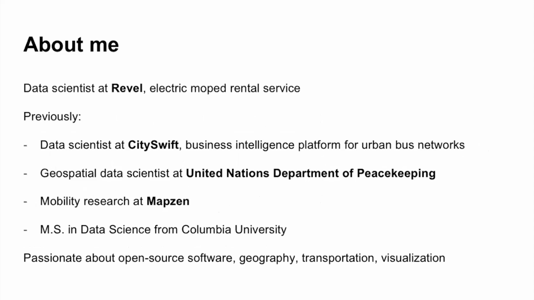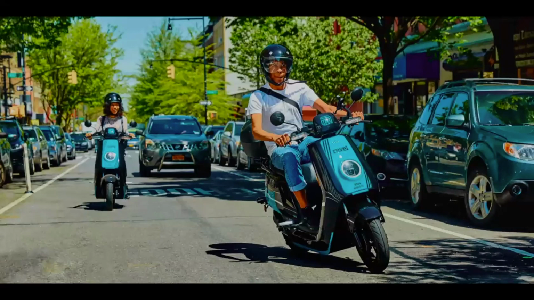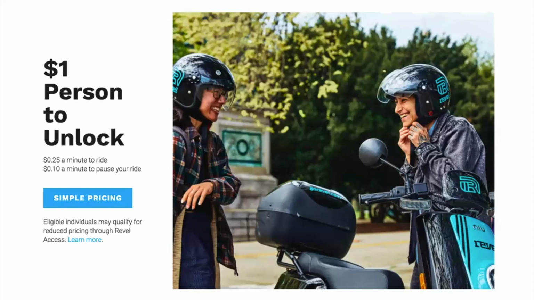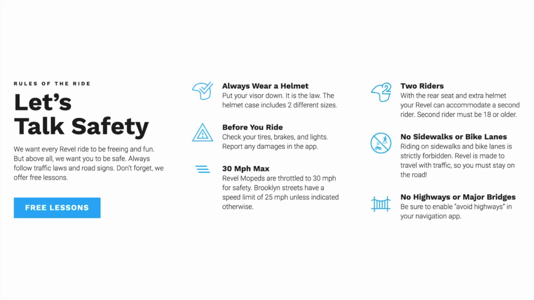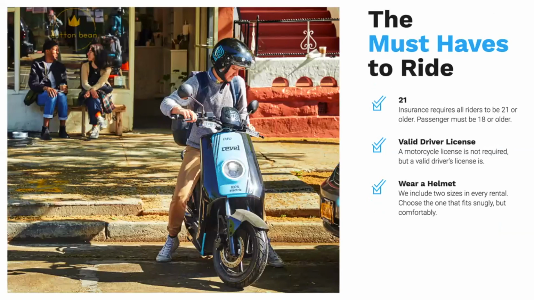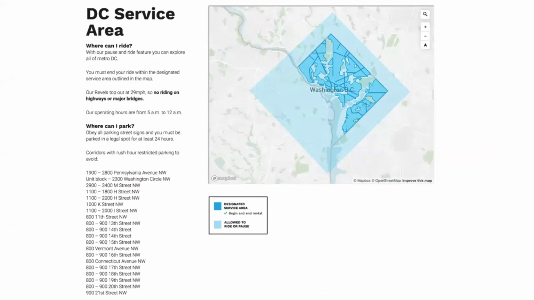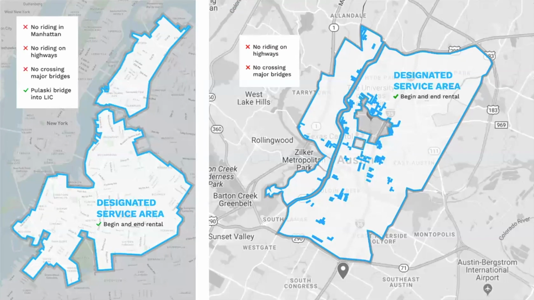As Michael mentioned, I'm a data scientist at Revel. We're an electric moped sharing company. I won't give you a long pitch, but we have a very simple pricing scheme. We take safety very seriously. Everyone must be 21 years or older, have a valid driver's license, and wear a helmet, of which we provide 2. And as Michael mentioned, we're in DC, Brooklyn, Queens, and Austin.